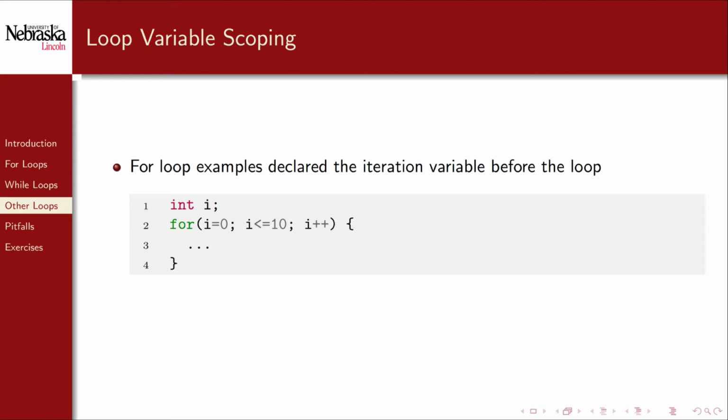In all of our previous examples, the variable that we used for iteration was declared before the loop. By declaring it outside of the loop, the scope of i implicitly extended after the loop as well. After this loop is done executing, i still exists and has a value of 11.